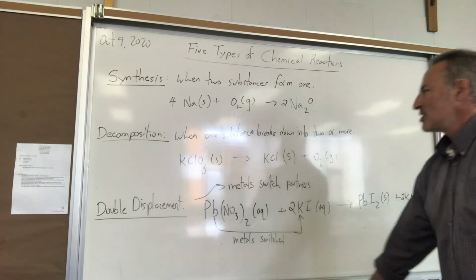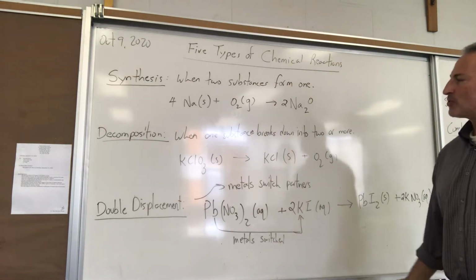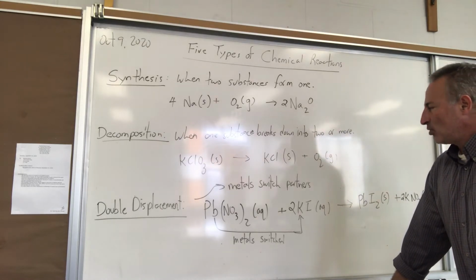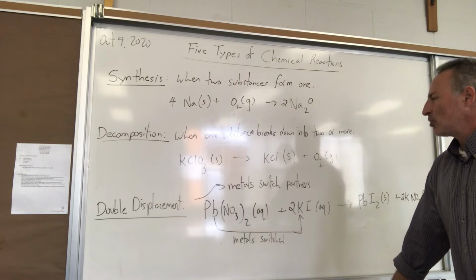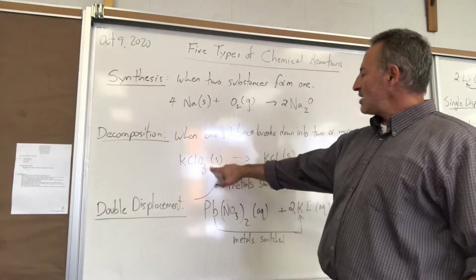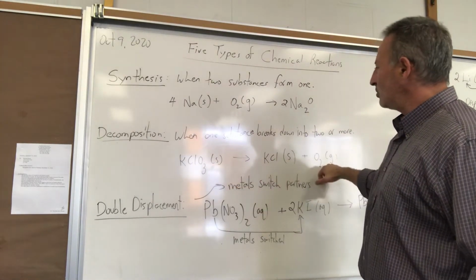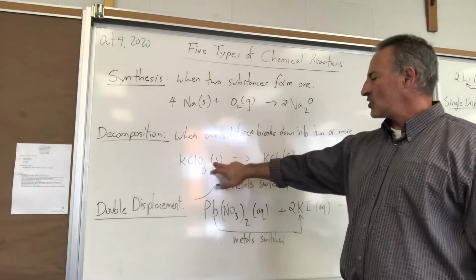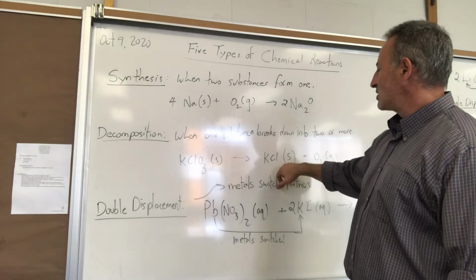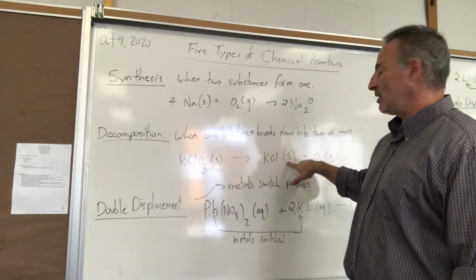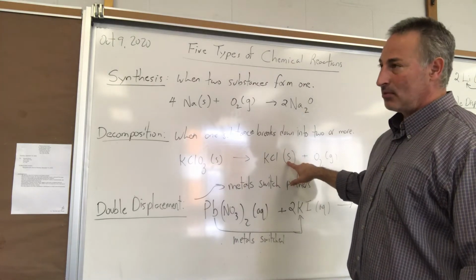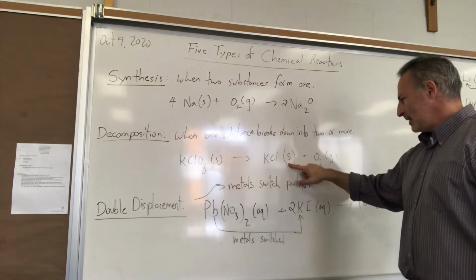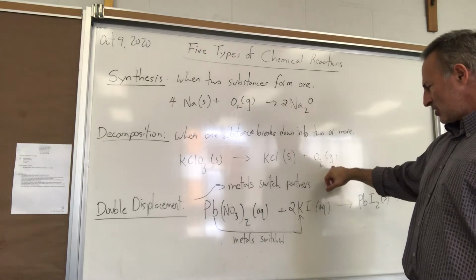Decomposition, when one substance breaks down into 2 or more. So in this case, potassium chlorate can break down to form potassium chloride and oxygen gas. You'll notice that I put little symbols after each molecule. That tells you its physical state. So in this case, it's a solid. Potassium chloride is a solid, although after this reaction, it might temporarily be a liquid for a short time because the reaction tends to evolve heat. And then the oxygen is a gas.